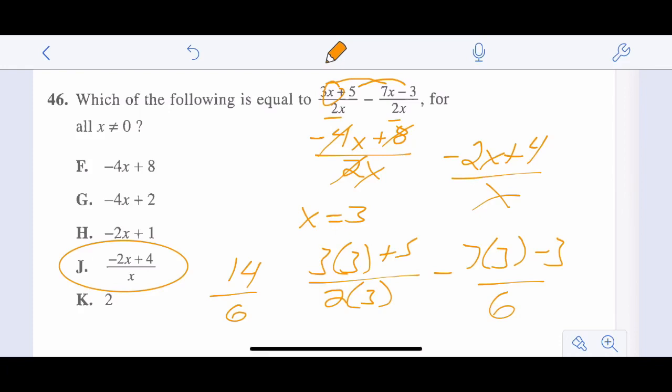And then we get 21 minus 3 over 6, 18. So minus 18 over 6. So that's going to give us negative 2 over 3. So negative 2/3. And we would see when we plug in 3 to x which one gives us negative 2/3. So we plug in 3 to the first one, and you get negative 4. For the second one, for choice G, you get negative 10. For choice H, you get negative 5. And choice J, you get negative 2/3.